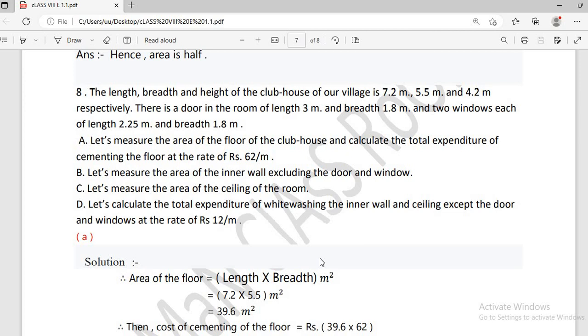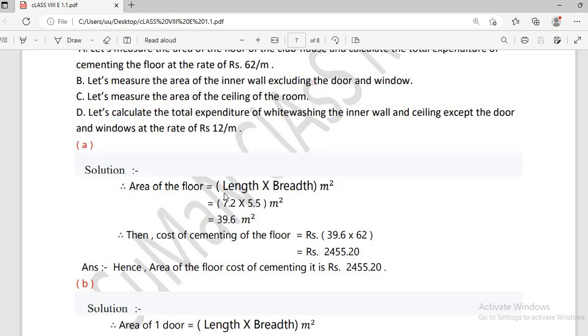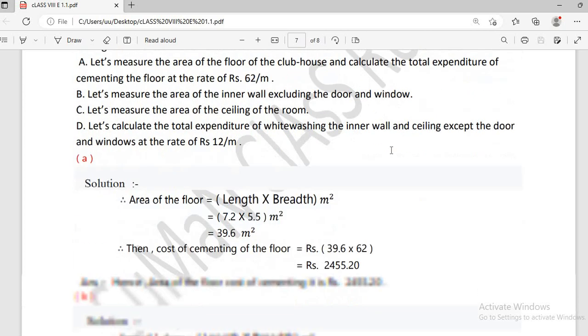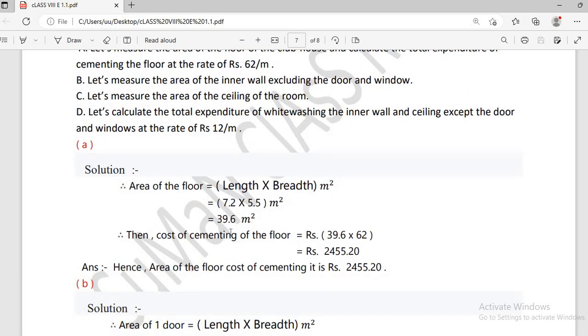Question number A. Let's measure the area of the floor of the clubhouse and calculate the total expenditure of cementing the floor at the rate of rupees 62 per meter square. A solution, the area of the floor is length into breadth, so length is 7.2 meter and breadth is 5.5, the 7.2 into 5.5 is equal to 39.6 meter square.